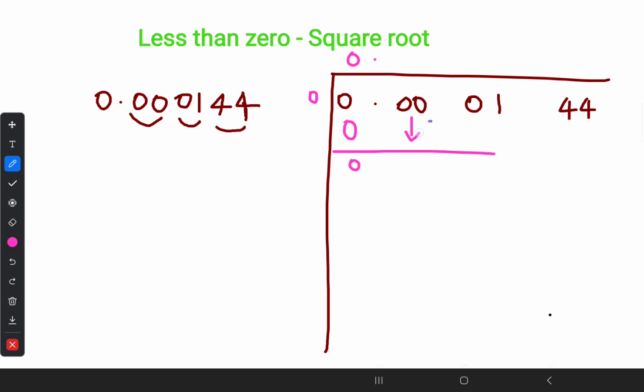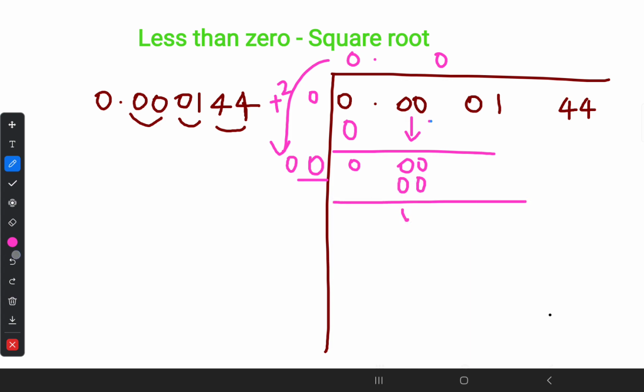Decimal, let's bring this 0. 0 times 2 is 0 again. To make a 0, here also 0 and 0. Again, double 0. Now let's bring this number. It's 0 1. So double zero multiplied by 2, again that's double zero as well.